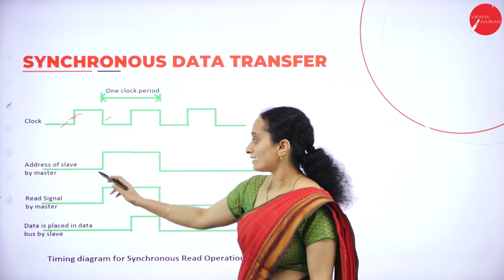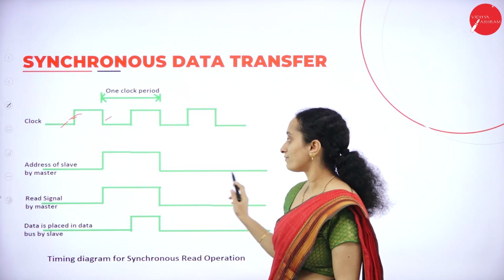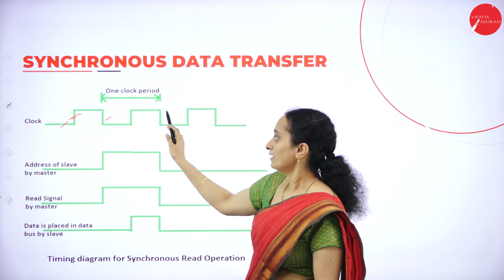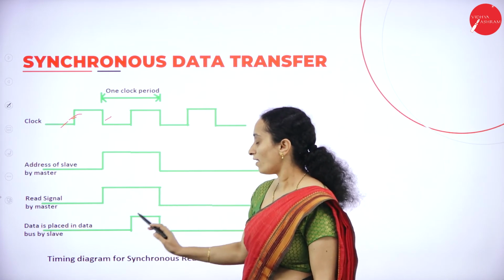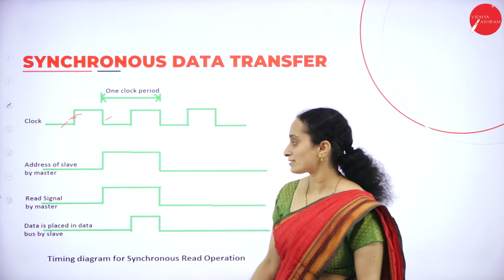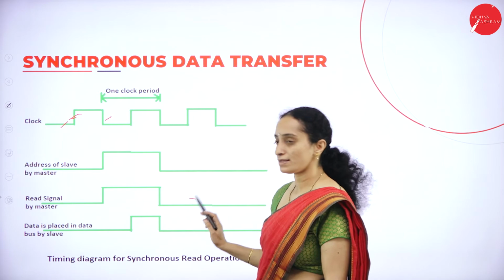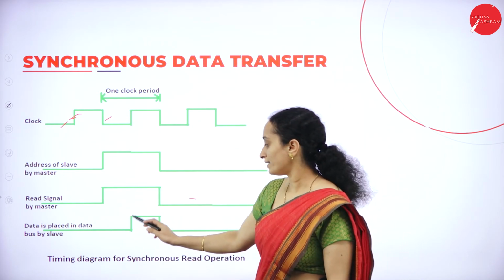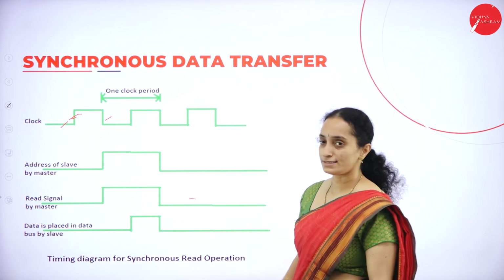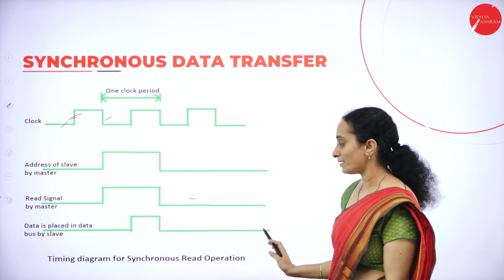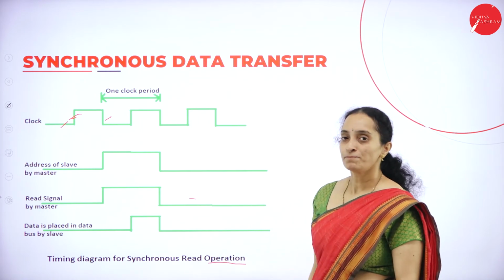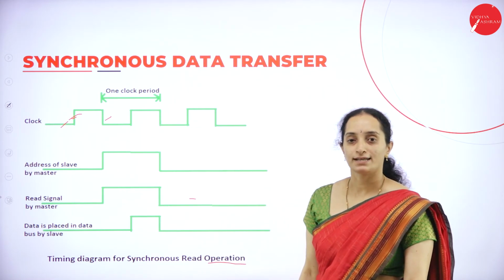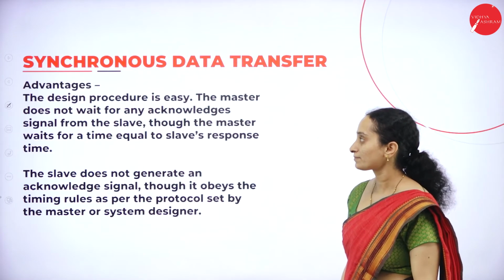So, it is the address of the slave that the master will send, along with the read signal by the master. In 1 clock period, all the tasks will be finished. Data is placed in the data bus by the slave and is received by the receiver. Okay, so this is the timing diagram of the synchronous data transfer.